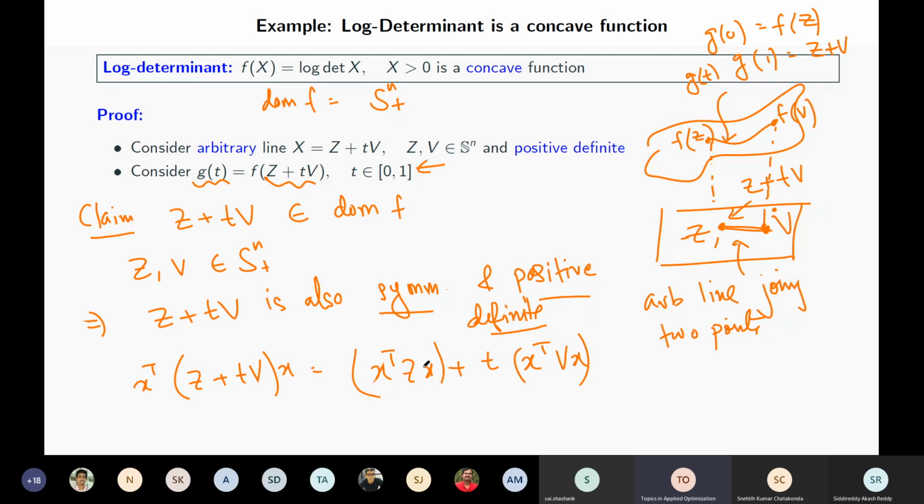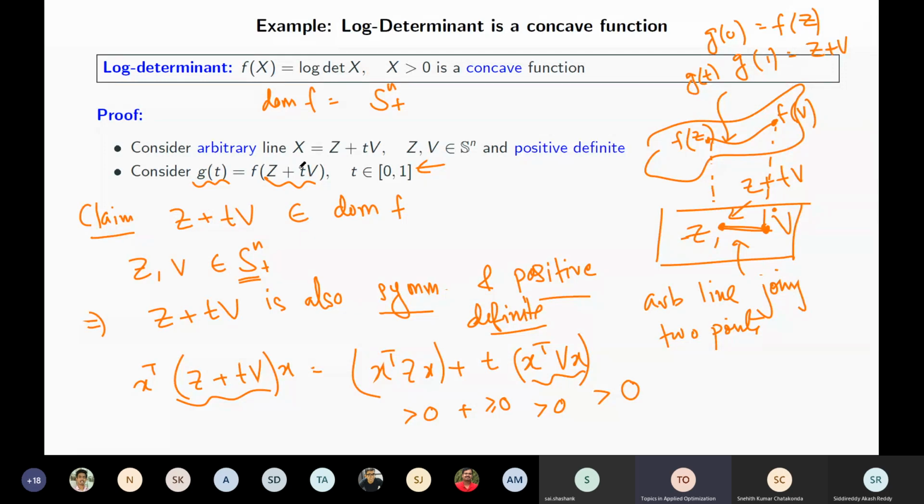So since Z is positive definite, this is greater than 0, and V is positive definite, so this is greater than 0, and T is a number between 0 and 1. So this is at least greater than or equal to 0. So the whole thing is greater than 0. Hence this is positive definite. And it is symmetric, which is very clear because Z and V are individually symmetric. So a sum of symmetric matrices remains symmetric.